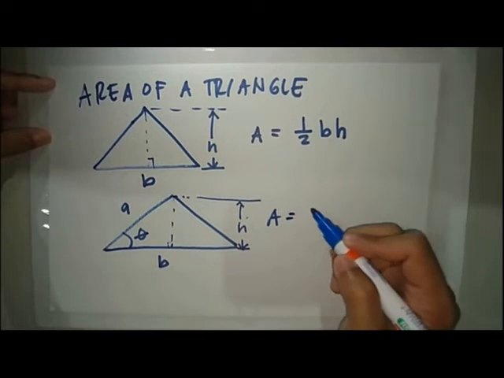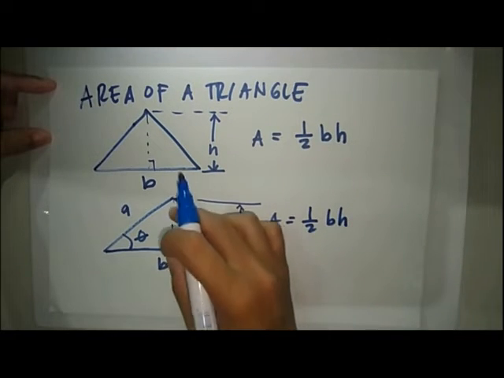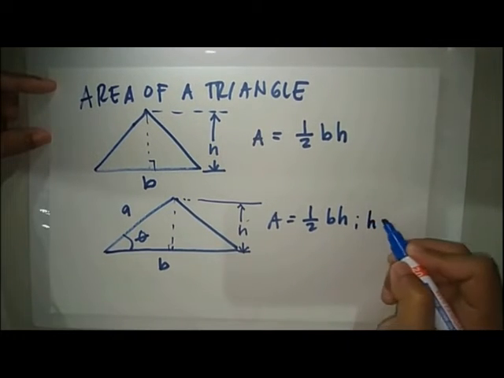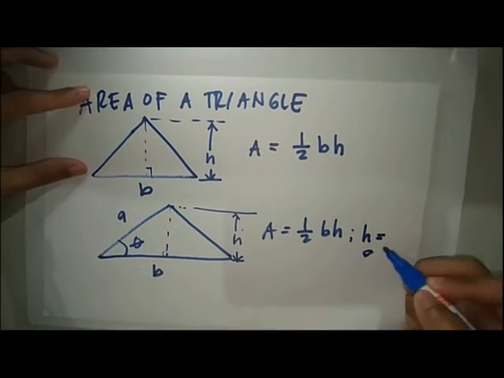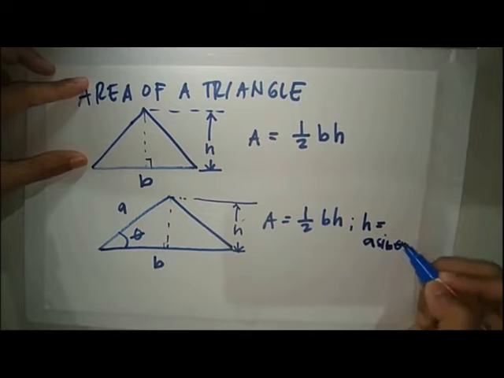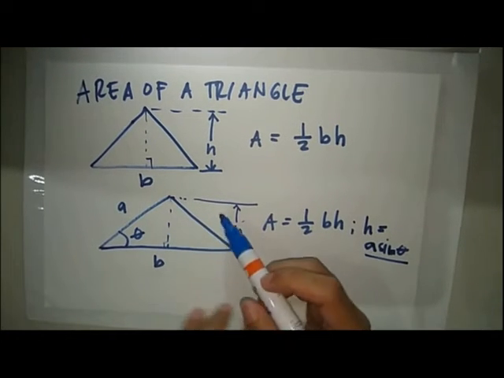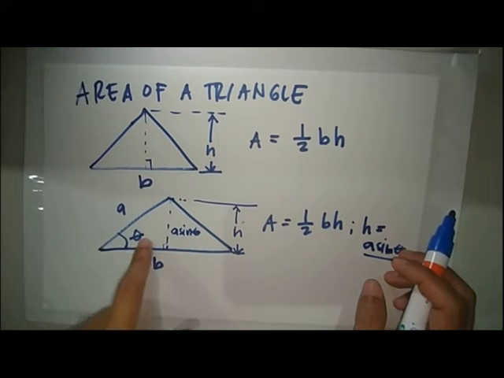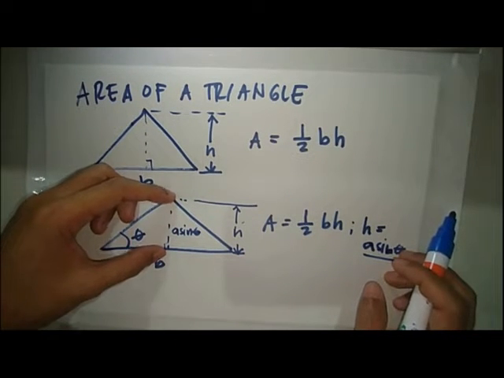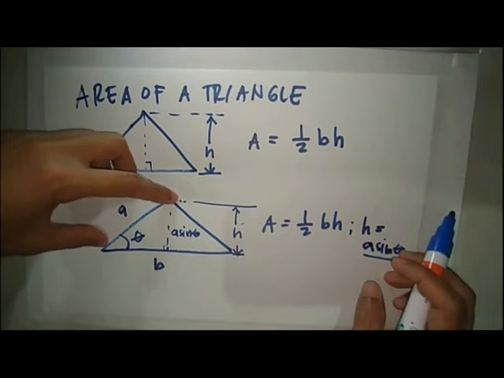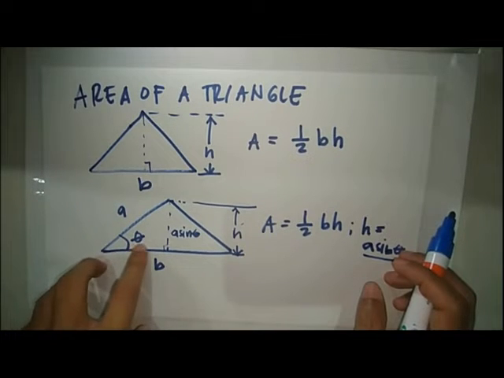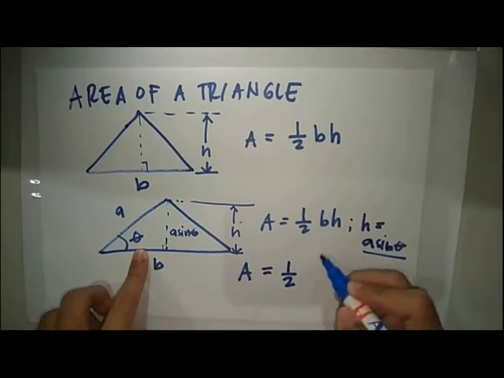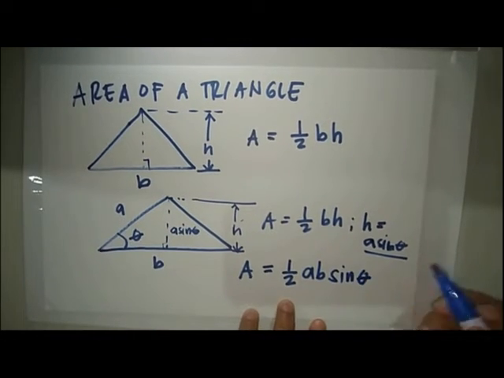So ang area natin, of course, dati lang 1/2 base times height. Pero yung height natin is not given. So yung height natin here, H will be A sine theta. So, this is A, ito yung hypotenuse natin, times sine ng angle kasi siya ay opposite side. So, sine theta will be opposite over hypotenuse. So, magiging opposite is equal to A sine ng angle. So, ang area natin, if you're given two sides tsaka isang included angle, you have 1/2 AB sine of theta.